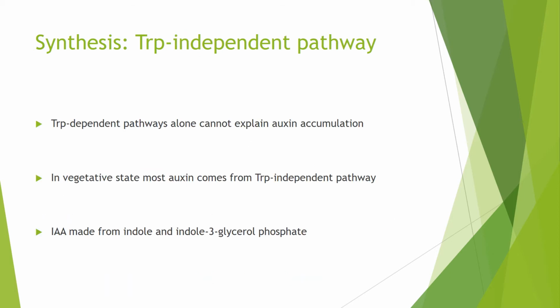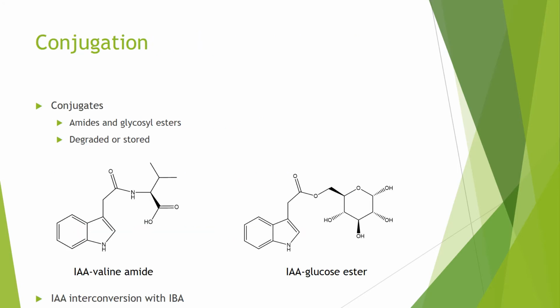As mentioned previously, there's also a tryptophan-independent pathway of making auxins, because the tryptophan-dependent pathway cannot explain all the auxin accumulation that can be measured in vivo. In the vegetative state, this tryptophan-independent pathway is actually the dominant one, and the mechanism for synthesis is from indole and indole 3-glycerol phosphate. Auxin activity can be controlled by conjugation.